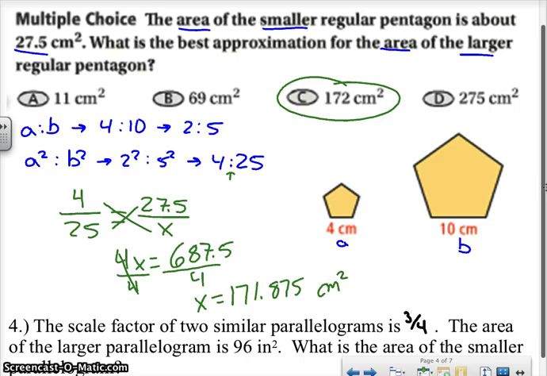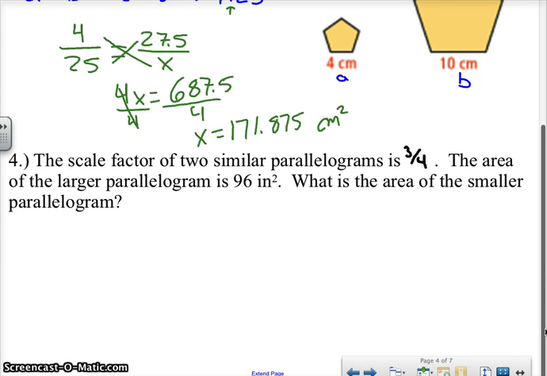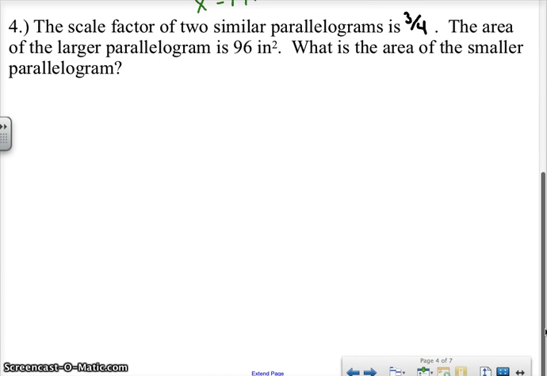We'll try that again right away. What we need to do is figure out what the ratio of the areas is, a squared to b squared, and use that to set up a proportion. So we're going to go again. The scale factor of 2 similar parallelograms is 3 to 4. The area of the larger parallelogram is 96 inches squared. What is the area of the smaller parallelogram?